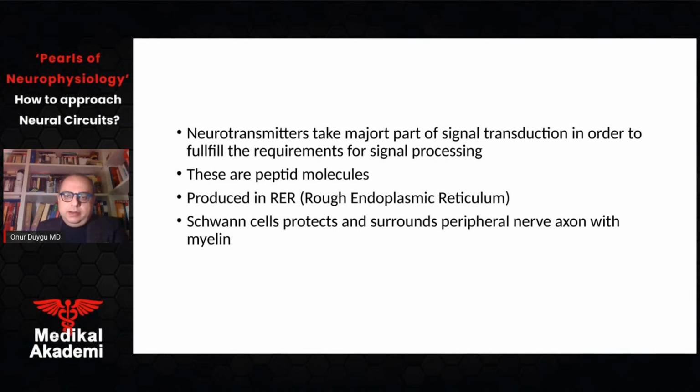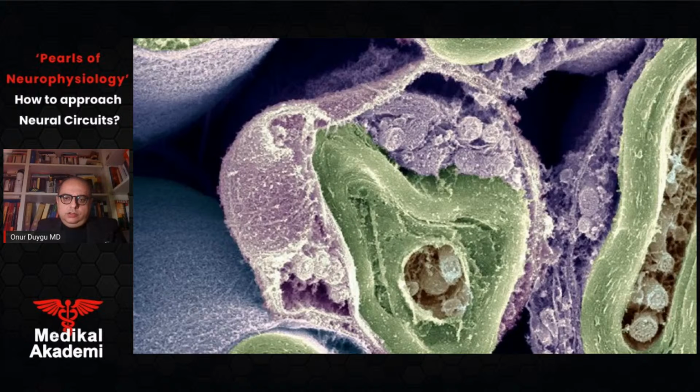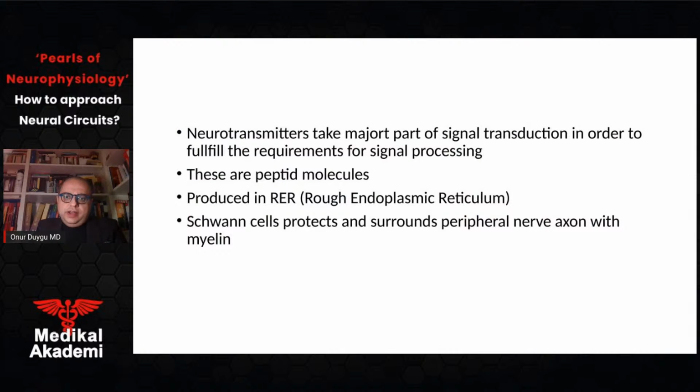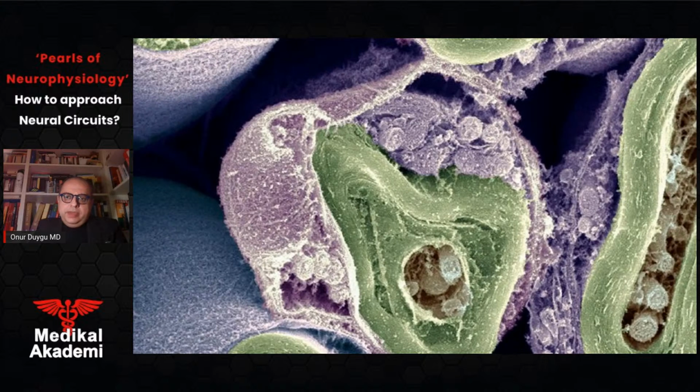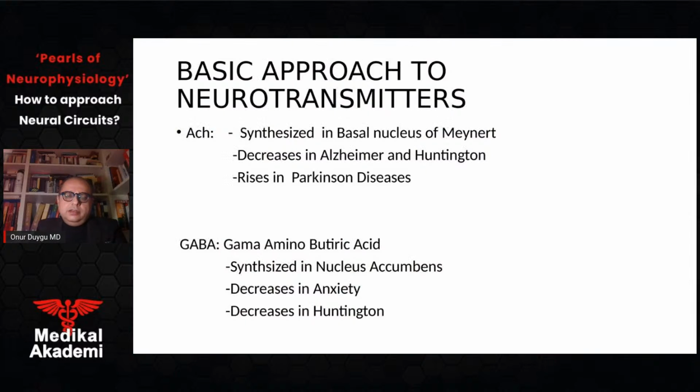Schwann cells protect and surround the peripheral nerve axon with myelin structures. These are protectors of myelin structures. You see here, as I told you before, Schwann cells surround the peripheral nerve axon with myelin organization. This is the protector envelope. You can see this in the electron microscopic slide.